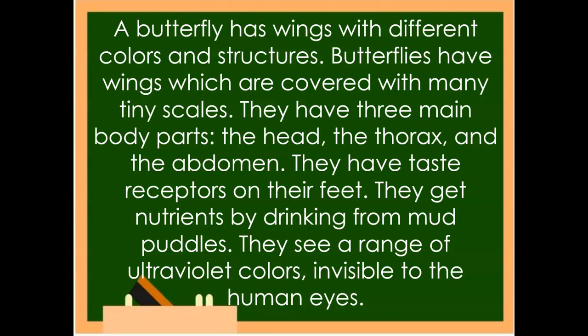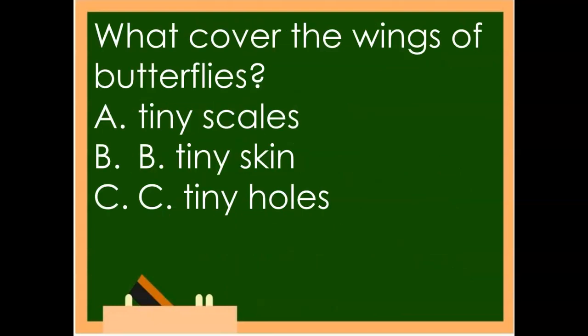Next, the butterfly has wings with different colors and structures. Butterflies have wings which are covered with many tiny scales. They have 3 main body parts, the head, thorax, and the abdomen. They have taste receptors on their feet. They get nutrients by drinking from mud puddles. They see a range of ultraviolet colors invisible to the human eyes.